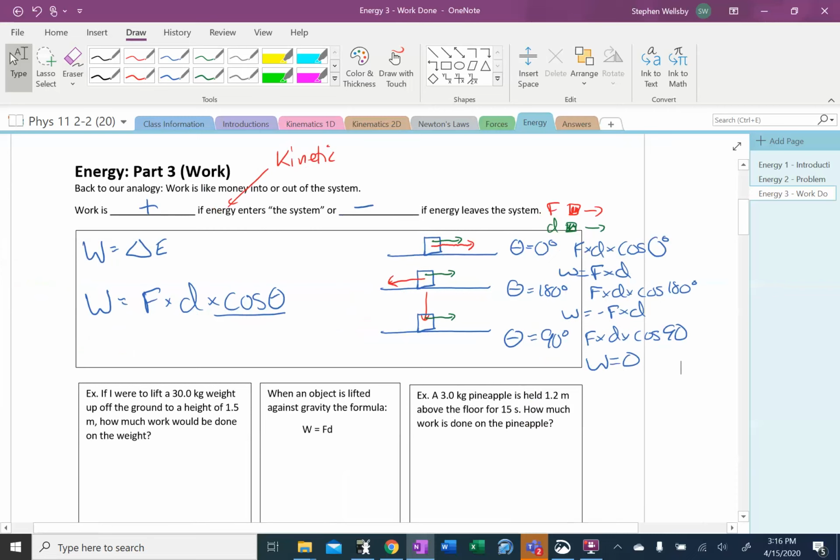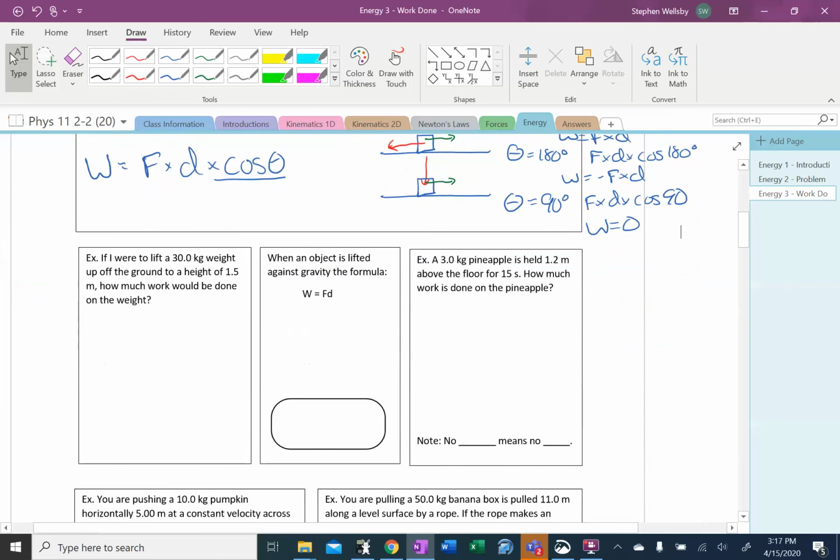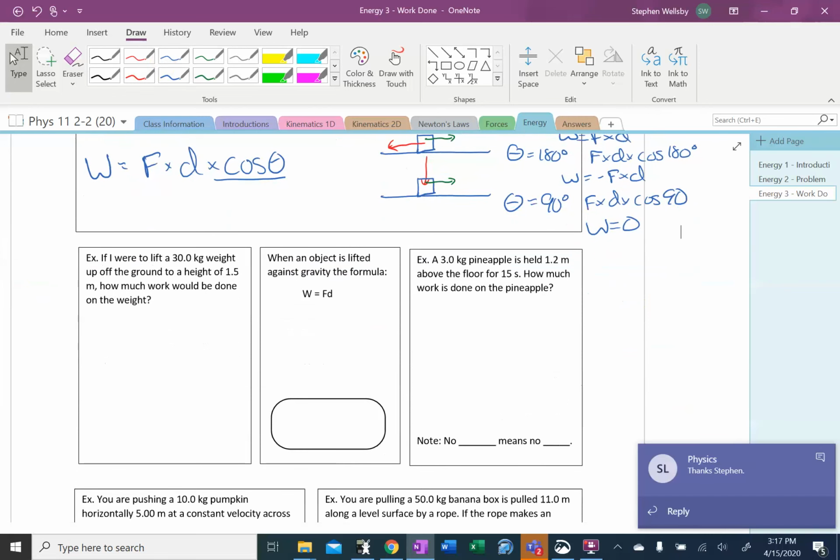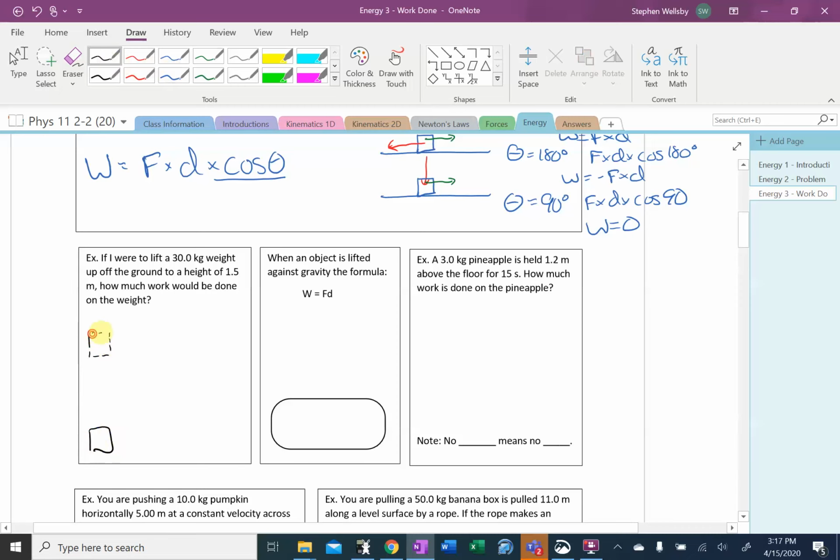Okay, let's try a few sample problems. So, example number 1. If I were to lift a 30 kilogram weight up off the ground to a height of 1.5 meters, how much work would be done on the weight? So let's take a look. Here is our weight initially, and we're going to lift it up. So at the end, it's going to be at this position here. So here's our initial, here's our final down here. We know the mass is 30 kilograms, and we know the height here is going to be 1.5 meters. So this is our height, or the distance that we're moving.